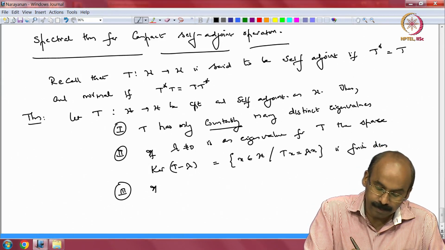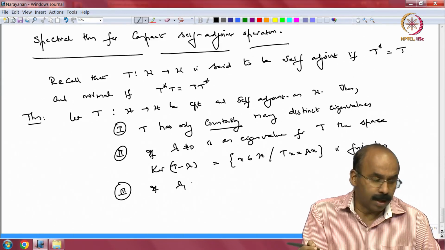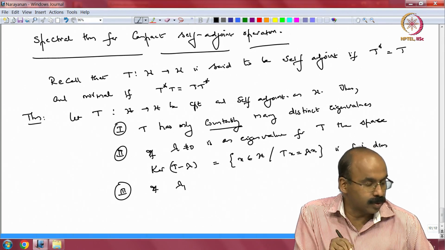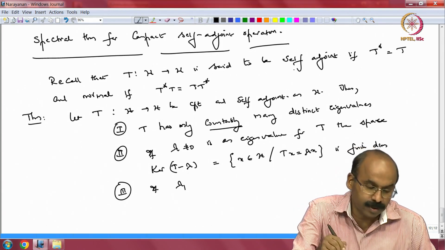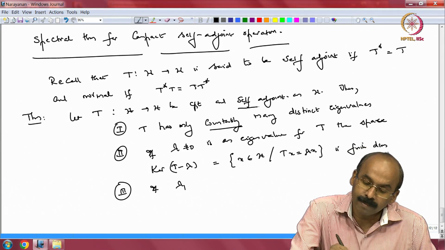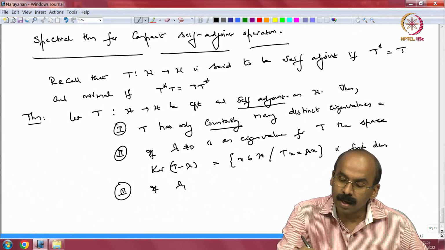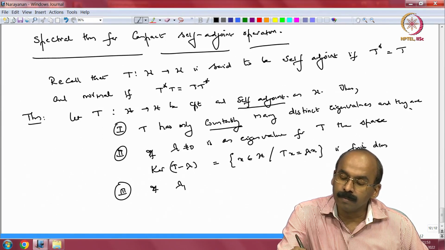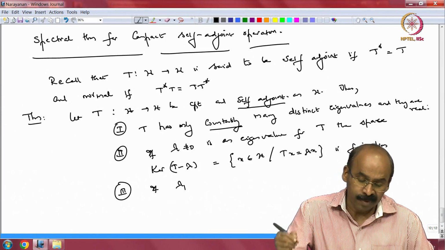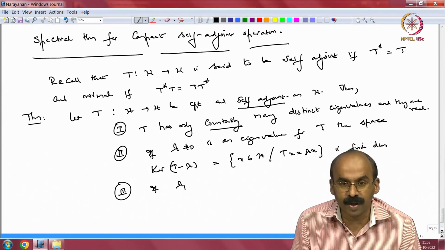3, if well, they are also real. Because it is self adjoint, I should have said that in the beginning. T has countably many distinct eigenvalues and they are real. Okay. Because it is self adjoint, eigenvalues have to be real.